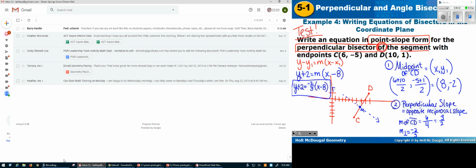So big idea, just to clarify. We wanted to write an equation of a perpendicular bisector. First thing we did was we looked at the segment that we wanted to bisect. We found the midpoint of that segment. We used that to represent a point that would be on our line because it's going to go through the midpoint. Then we wanted our line to be perpendicular, so we said, okay, it should have the opposite reciprocal slope. We found the slope, we flipped it and changed the sign. We plugged in our point for x1, y1, and we plugged in our slope for m.